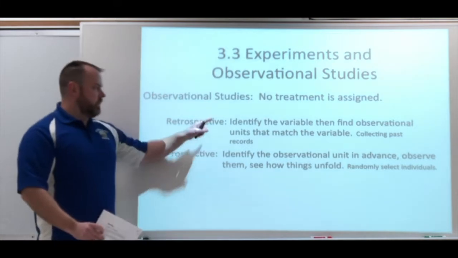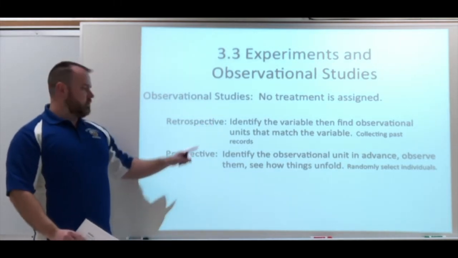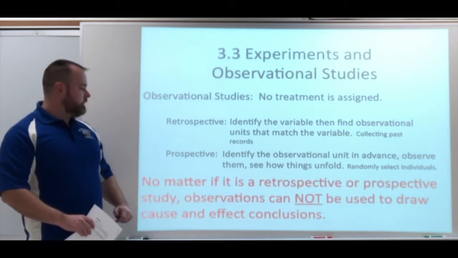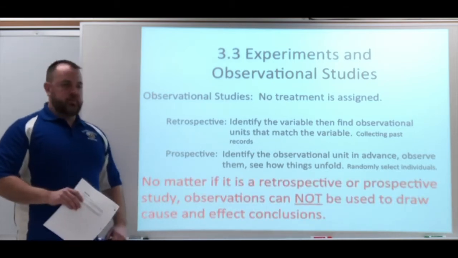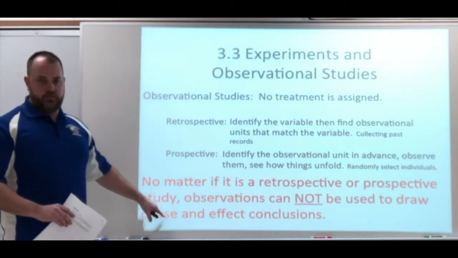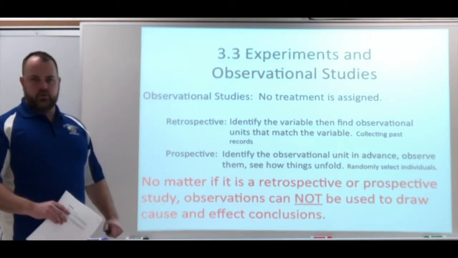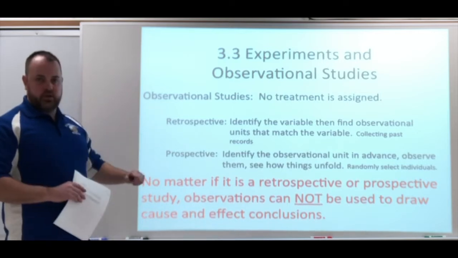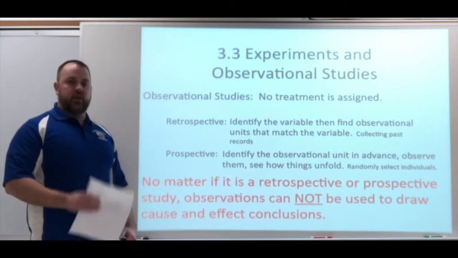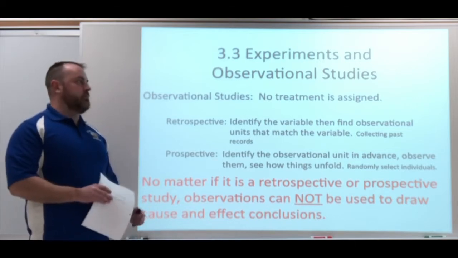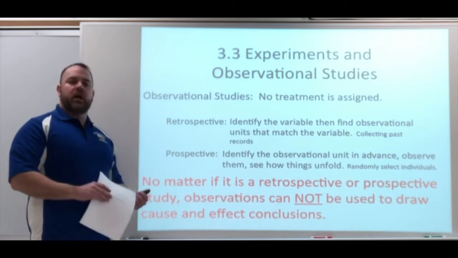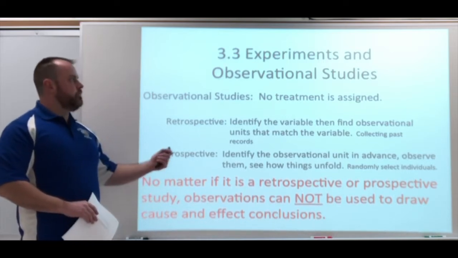Okay, so it's kind of moving. Retrospective is looking at old records. Prospective is moving forward as we look at those. Right. No matter if it's retrospective or prospective, we talked about this many times. You cannot have a cause and effect conclusion with an observational study. There are too many outside variables that are not being controlled, and that's the main thing with observational studies, probably the main difference between experiments and observations. Observations, you're not controlling outside factors.